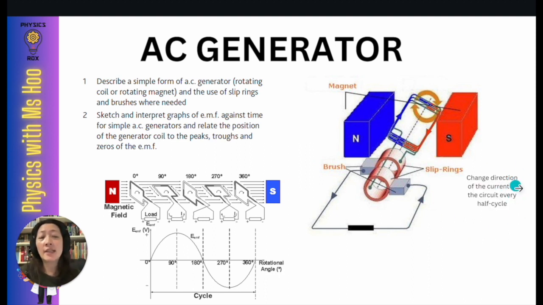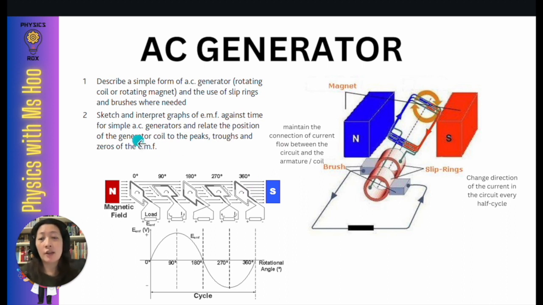It changes the direction of the current in the circuit every half cycle. So you can see now it's changing the direction of the circuit, not the one in the coil. This is an AC generator, so remember, alternating current will change direction within the circuit. So the slip rings are used to change the direction of the current within the circuit. The carbon brush has the same function as with the DC motor, which is just to maintain the connection of current flow between the circuit and the armature or the coil.